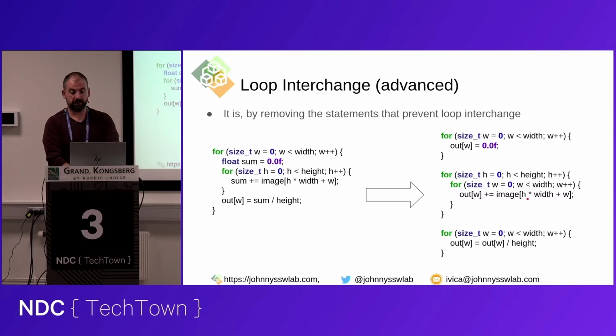Sequential, and image of h times width plus W. Yes. So sequential, and this compiler can actually vectorize this. Okay, so this was about loop interchange. Do you have any questions?